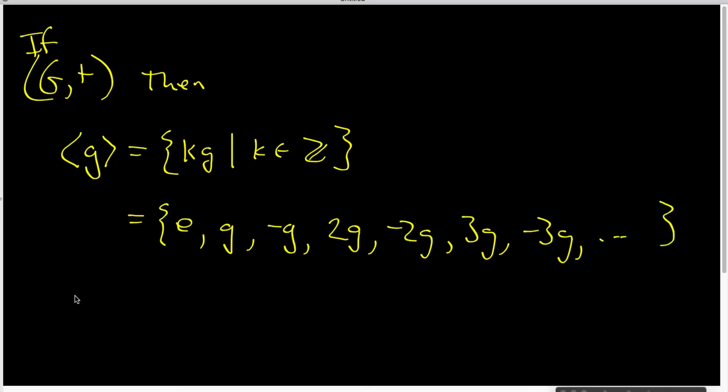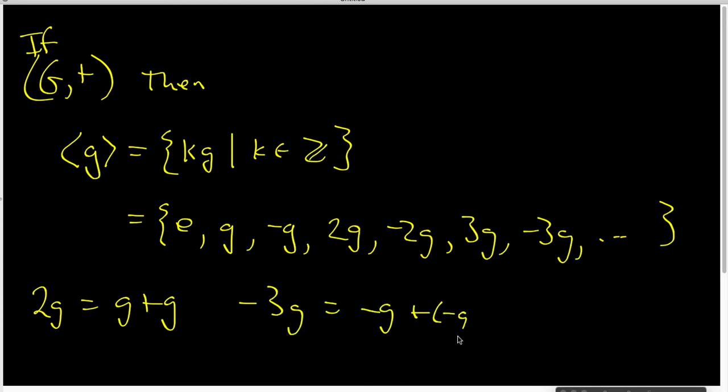And it's important to note that in the additive notation, 2g means g plus g, and minus 3g would mean minus g plus minus g plus minus g. And so we've got 3 copies of minus g in that. And it's important to understand that cyclic subgroups work the same way in terms of how they're put together, but the notation does look different in a group that uses an additive binary operation.